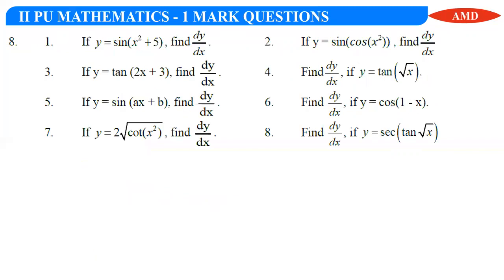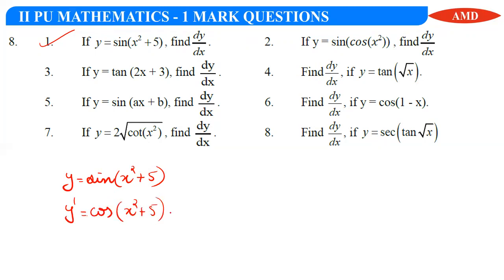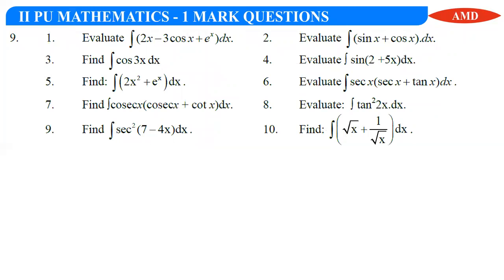Let's move on to the next question, the 8th question. Again, this is from differentiation itself. Let me try one question here. The first question. The given function y is equal to sine of x square plus 5. So y dash will be equal to the derivative of sine, which is cos of x square plus 5, into, next, we will have to differentiate this function, that is 2x plus 0. So this would be the final answer. Let's move on to the ninth question.